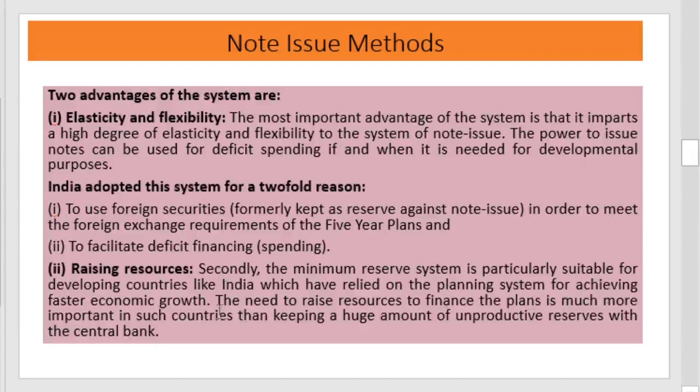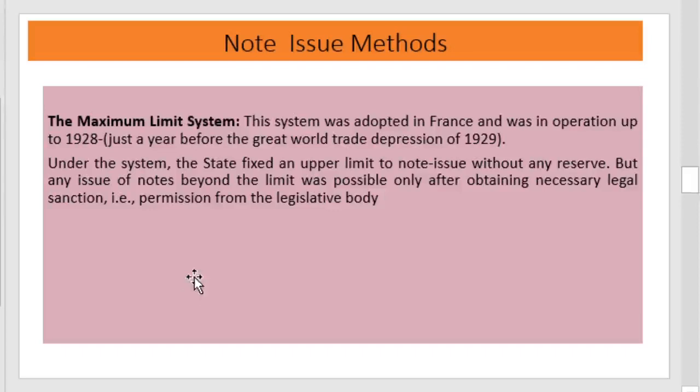So it is particularly suitable to developing countries like India, which have relied on the planning system for achieving faster economic growth. There is another system, namely the maximum limit system. This system was adopted in France and was in operation up to 1928, just a year before the Great Depression. Under this system, the state fixed an upper limit to note issue without any reserve. But any issue of notes beyond that limit was possible only after obtaining the necessary legal sanction. There is an upper limit of note issue without any reserve; beyond that, legal sanction is needed. This is the maximum limit system.